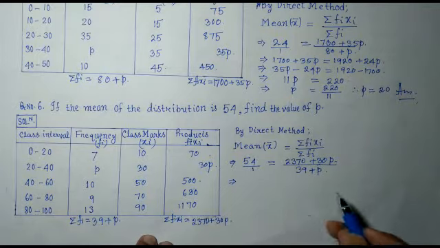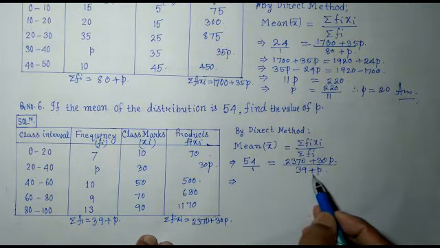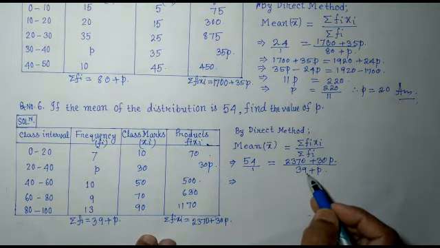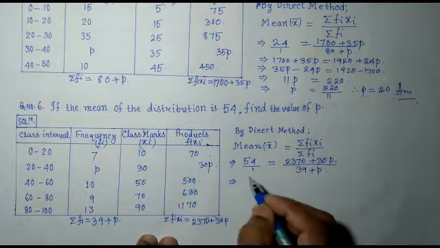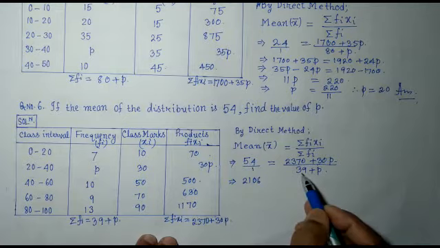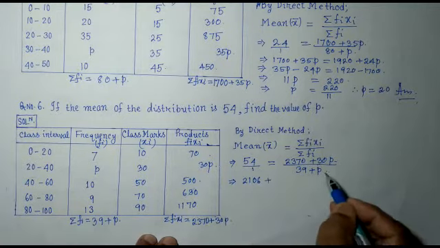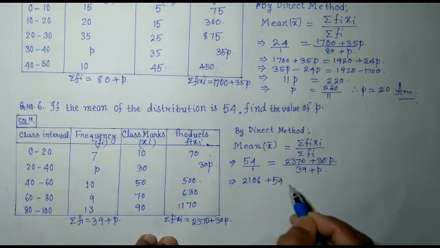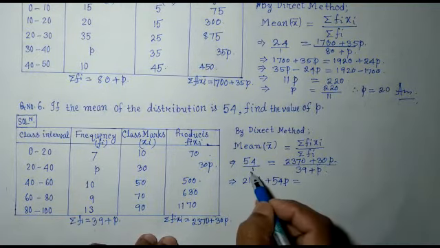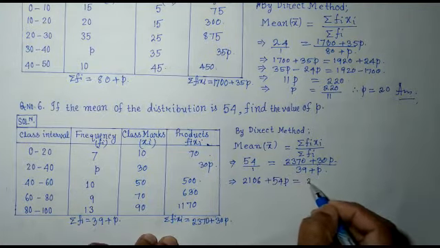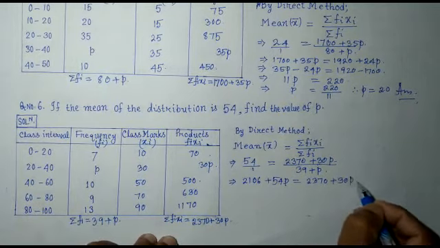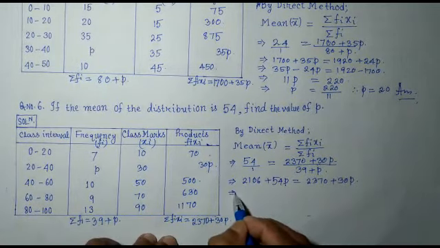So it will be 54 into 39, it will be 2106. You can multiply it separately. Then plus 54 into p, it is 54p, is equal to, this side multiply, it means multiply this by 1, the same will remain. It is 2370 plus 30p. Now to find the value of p from here, what shall we do?